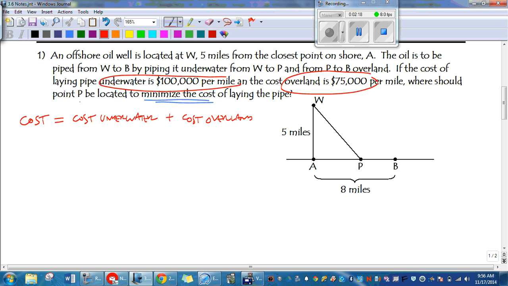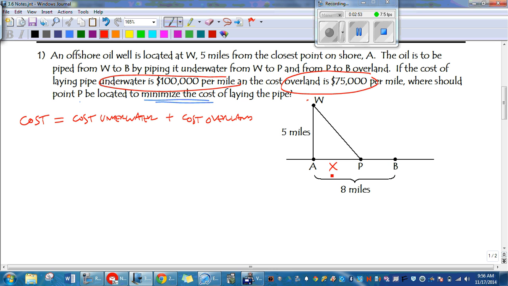Now we're going to have to throw some variables in there and make it look a little bit more mathematical. But that's the basic idea. We need to write an equation that looks like this, and then we can take the rest of those steps. So right now we have no variables. We know this is 5 miles, this is 8 miles. We're trying to figure out where this point P should be. So I'm going to label this little segment from A to P. We're going to make that X, because that's what we're trying to figure out. How far away from A should that be?